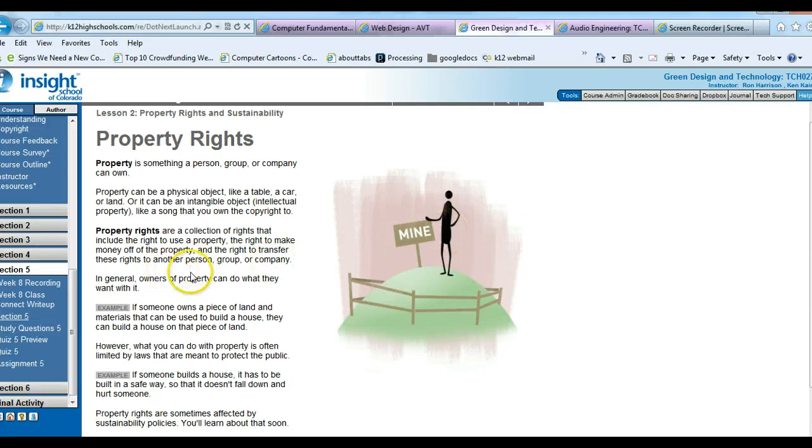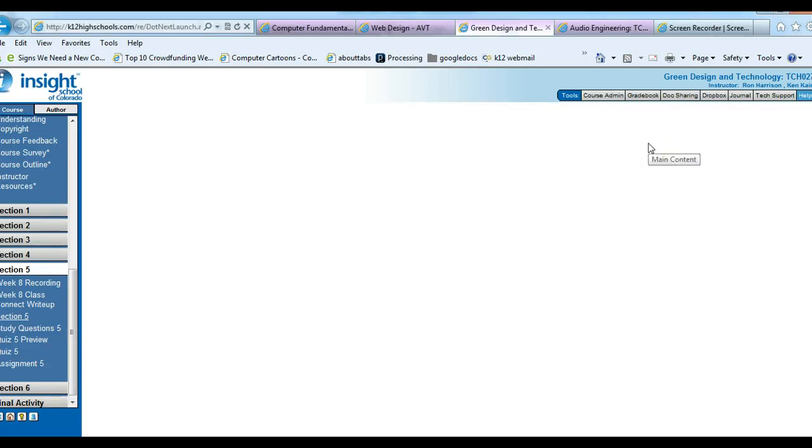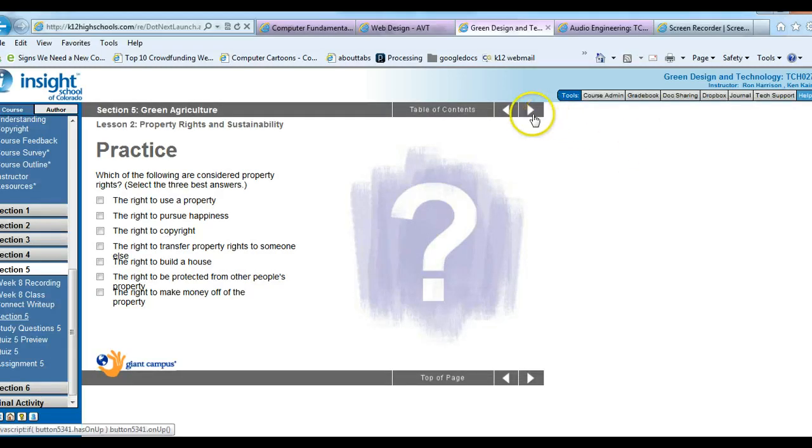Now, just because you own something doesn't mean you can do whatever you want to with it. What you can do with your property is often regulated by the government. For instance, somebody builds a house, it has to be built a safe way so it doesn't fall down. Also, it might have to be built a certain number of feet away from the property line so it doesn't affect the next person. On a farm, you might be able to only have 100 cows per acre rather than 200 cows per acre. So just because you have property and have the rights to that does not mean that you can do whatever you want to with it. Those are a couple of examples of what the government can do to affect your property rights. Do that practice, see what you know.